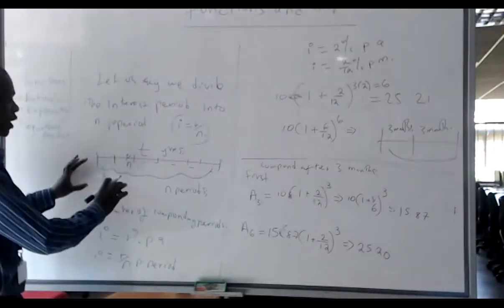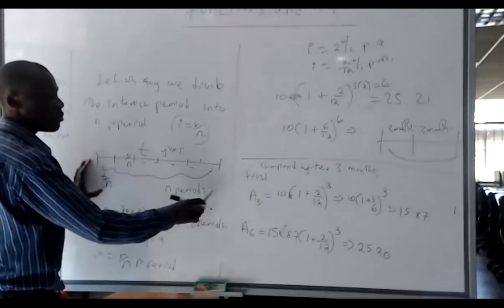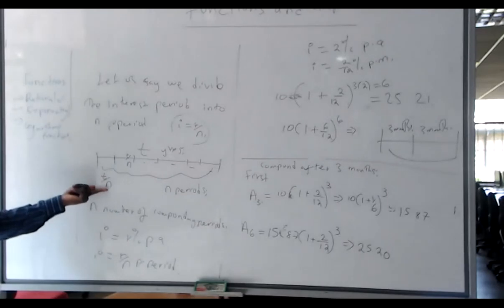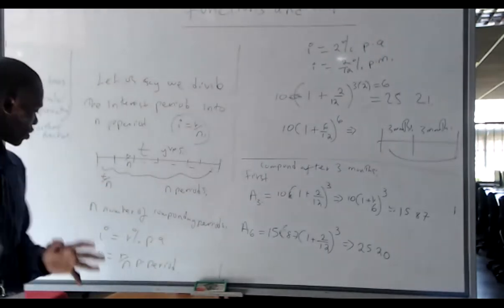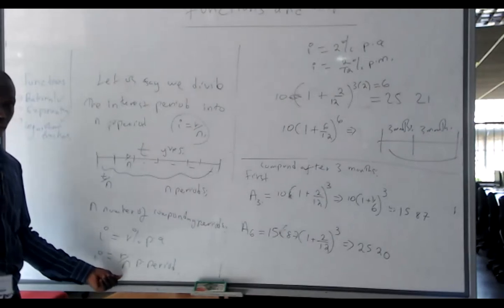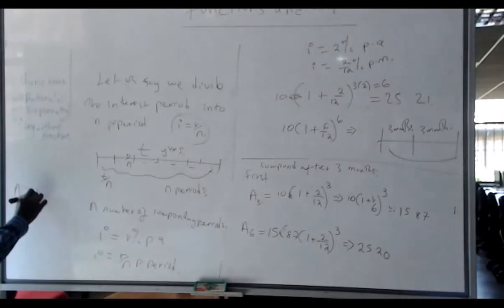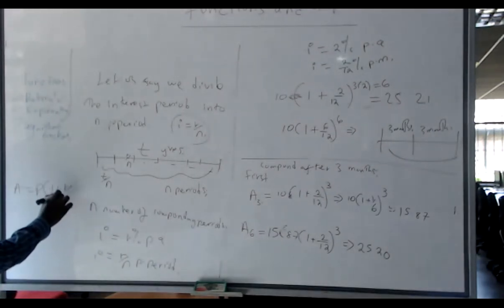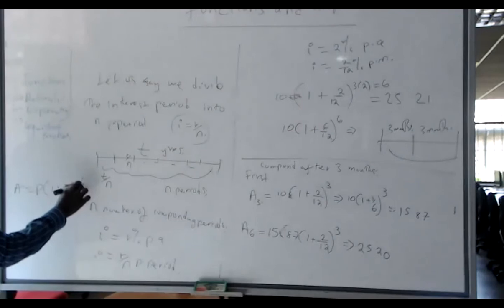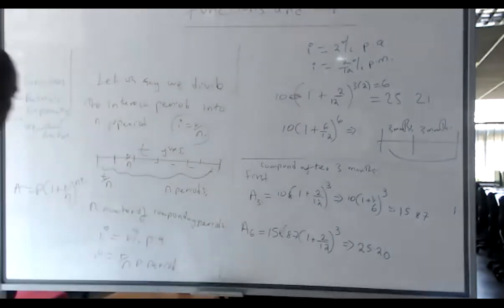Same here, if you're working with t years subdivided into n periods, each period is t divided by n. Therefore the interest per period will be the initial interest rate r divided by n. And this arrangement gives you the amount as P times (1 plus r divided by n) raised to nt. Let me give another example on this. Is there any question first before that?